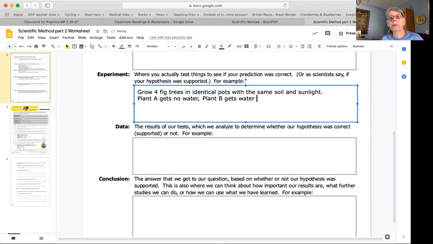All right, plant A gets no water, plant B gets water once a week, plant C gets water 3 times a week, and plant D gets water. Oh no, plant B gets water every day, right? Because that's the one that counts. All right. Sorry.